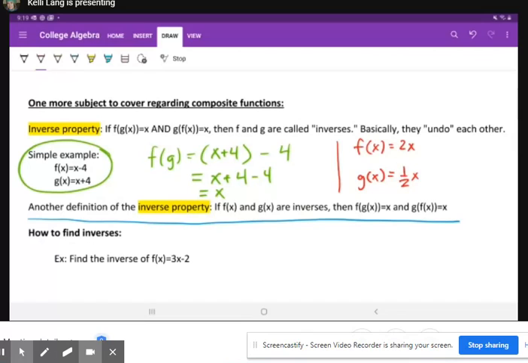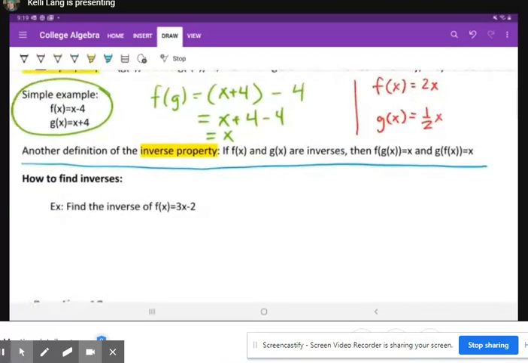They're multiplicative inverses. So these are very, very simple examples to show you what an inverse is and what it means to kind of undo another function. But now I want to show you how to find an inverse if you haven't done this yet this semester. So let's do a simple example.